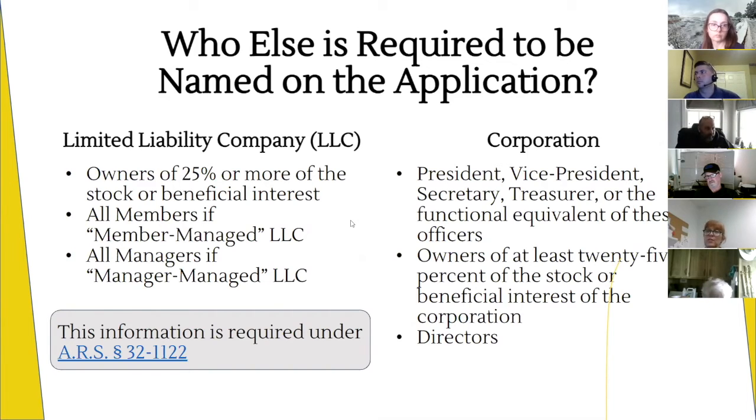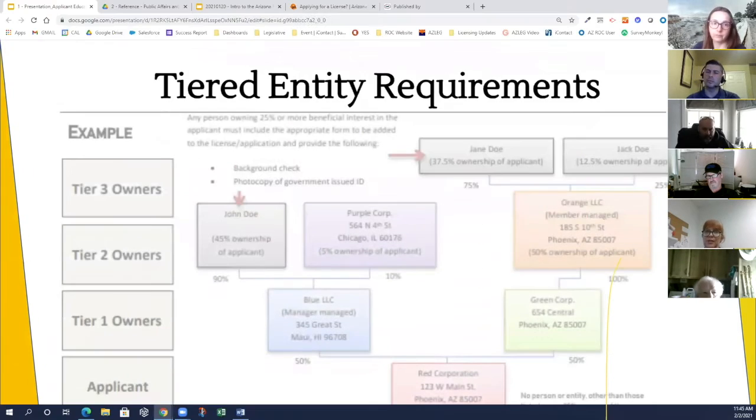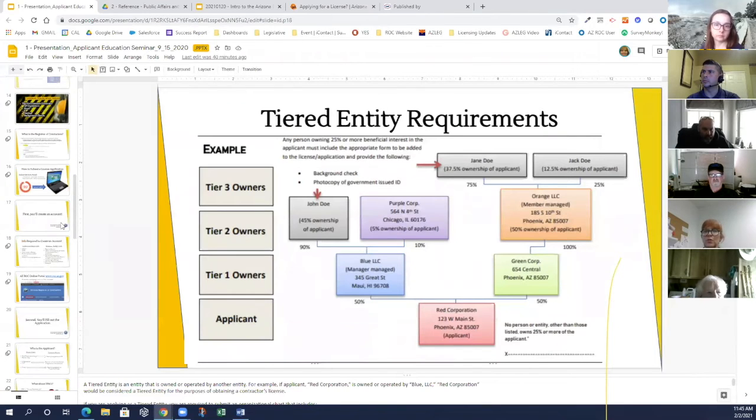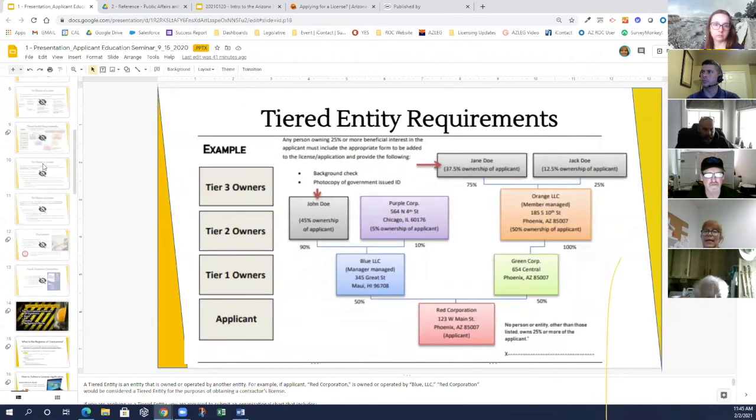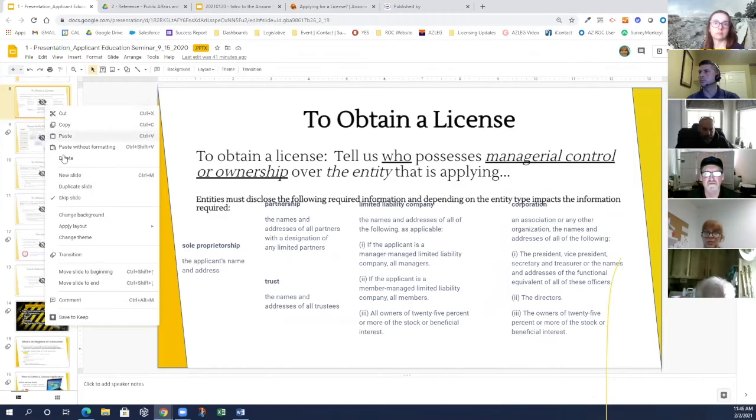For corporations, it's any officer. So president, vice president, secretary, treasurer, whoever is listed at the Arizona Corporation Commission as an officer needs to be listed on the application. This includes also any owners of 25% or more and any directors.